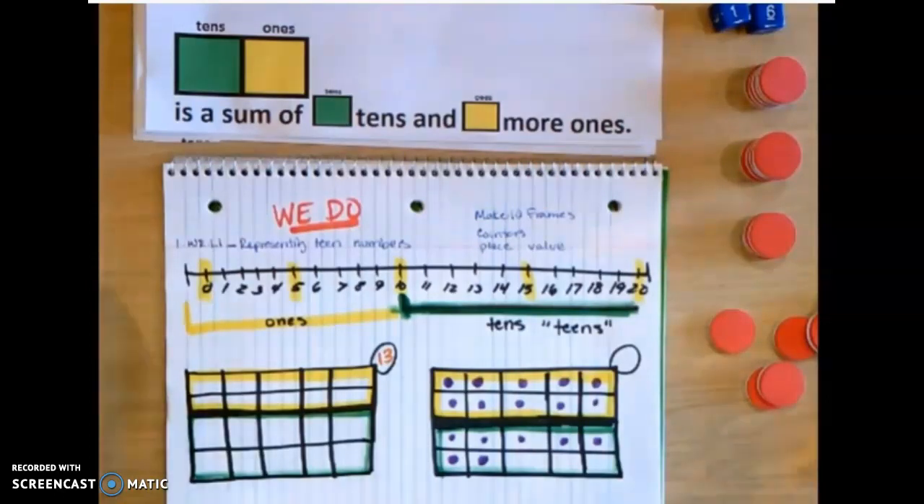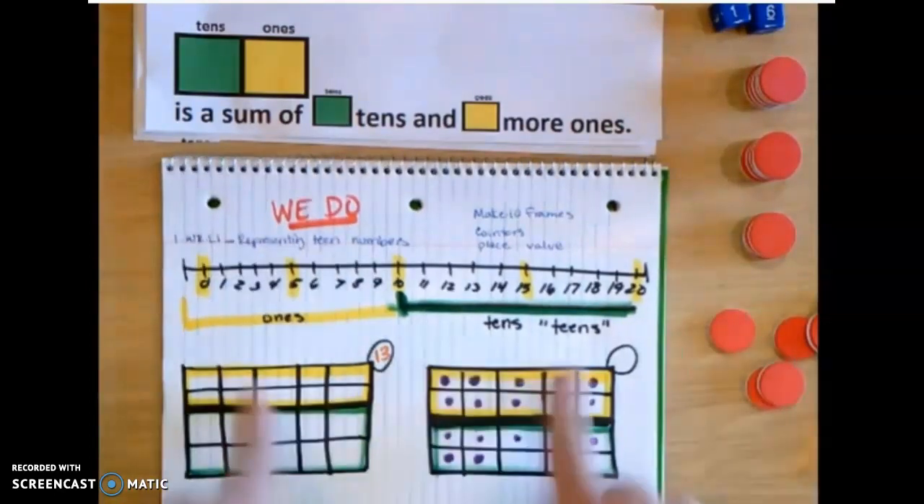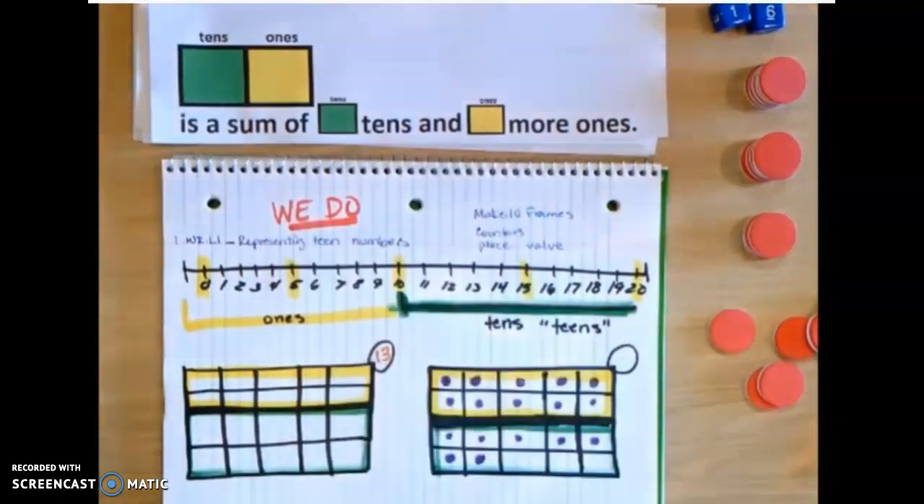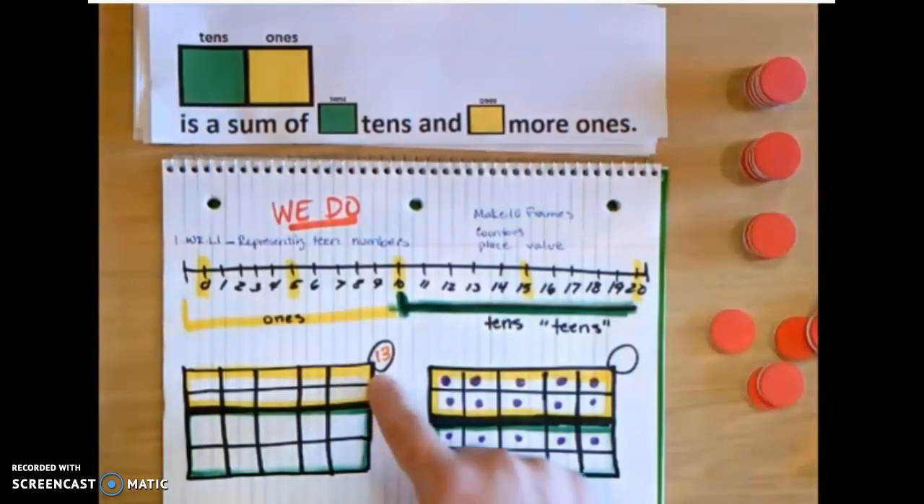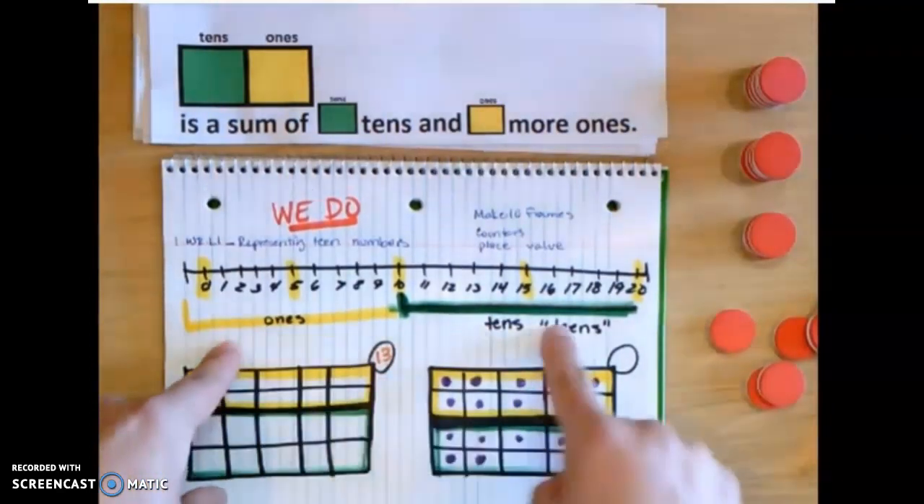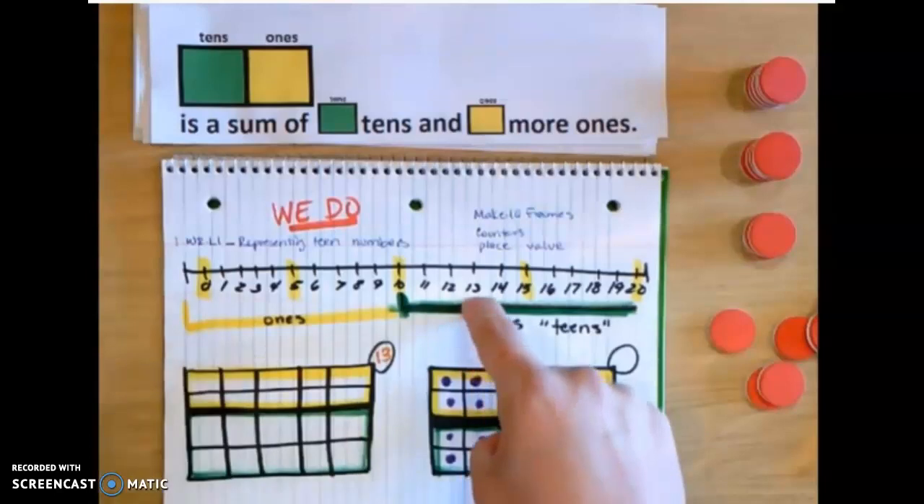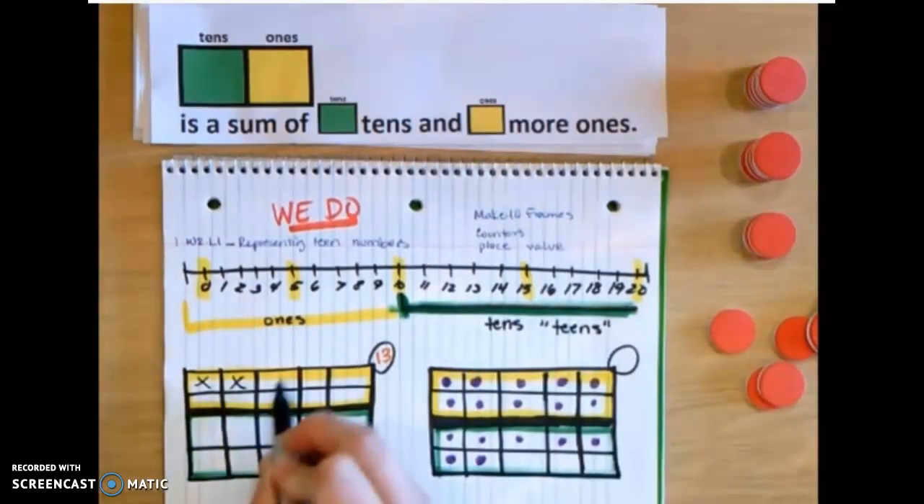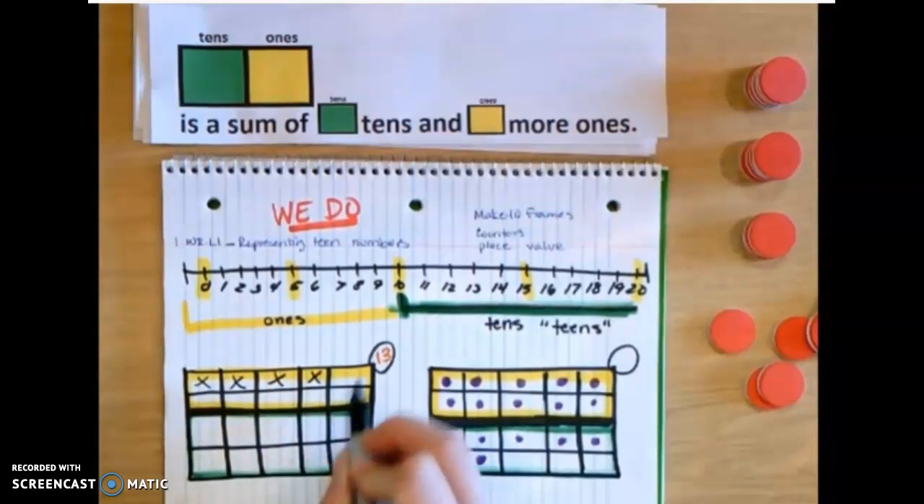Let's get started. Again, we are representing 10 numbers with our make 10 frames, our counters, and those place value understandings. So let me go ahead and think. 13. Well, if I don't know what 13 is, I can look at my 1s and 10s and count up to their 10s. Or I can just go ahead and draw in the boxes. 1, 2, 3, 4, 5, 6, 7, 8, 9, 10, 11, 12, 13, 14, 15, 16, 17, 18, 19, 20.